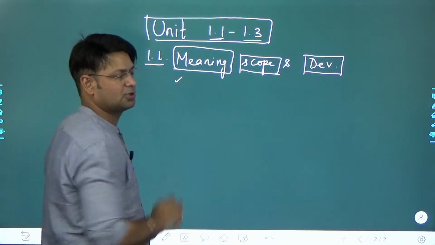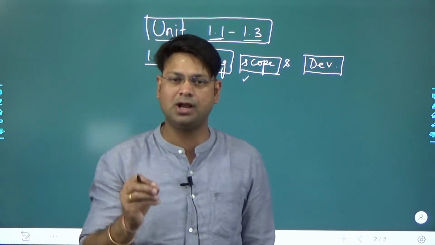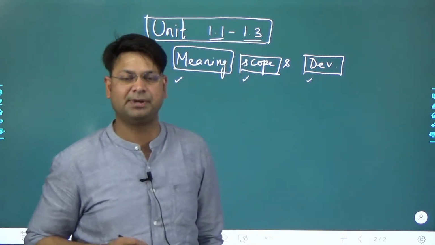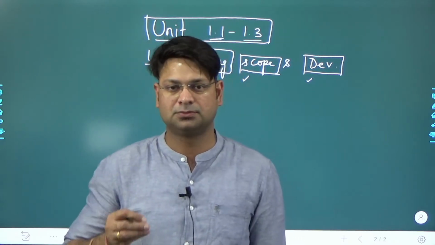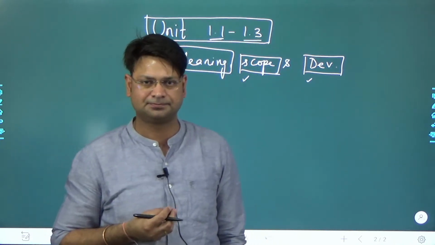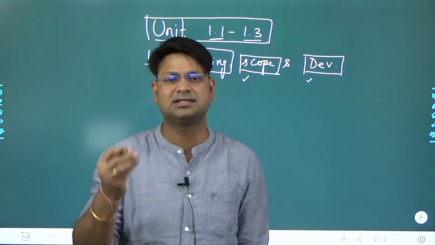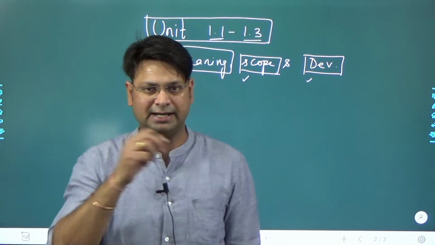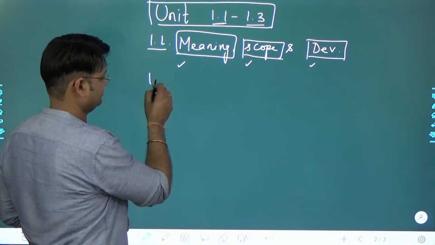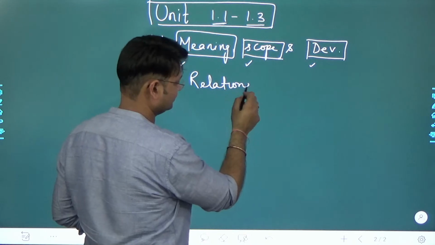You all know that anthropology is the study of man. The scope is very wide. It covers all aspects of mankind, and it started as a discipline formally in the late 19th century. But informally we say that anthropology is as old as humanity itself. In the second unit, the relationship of anthropology with other disciplines.